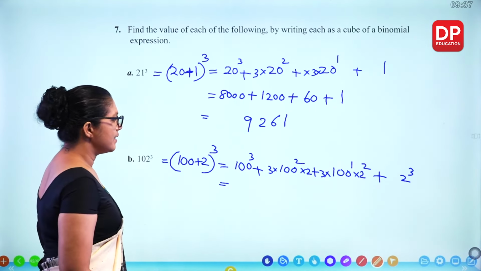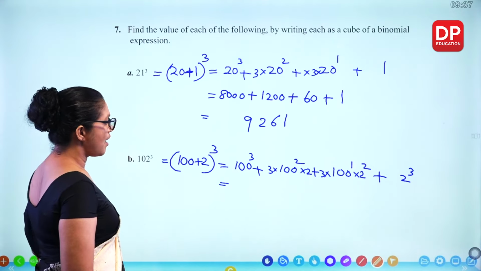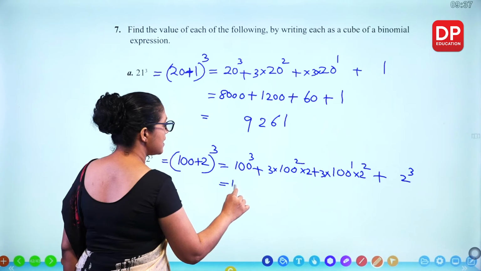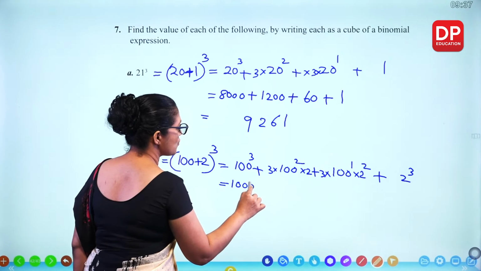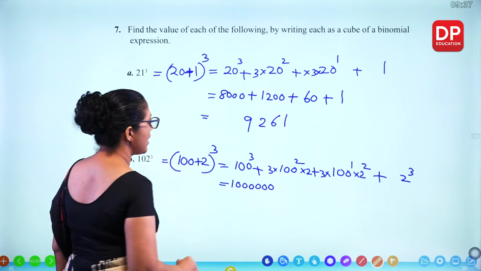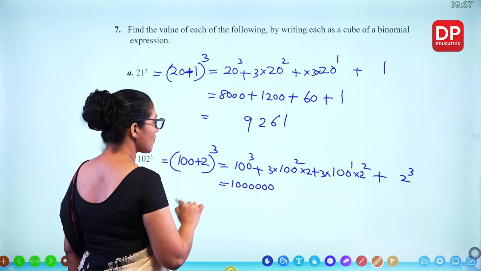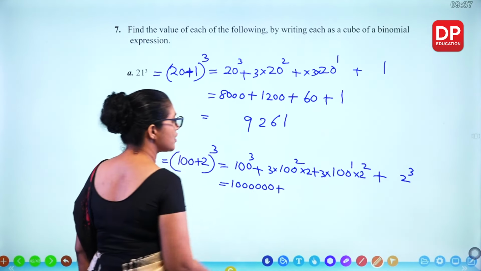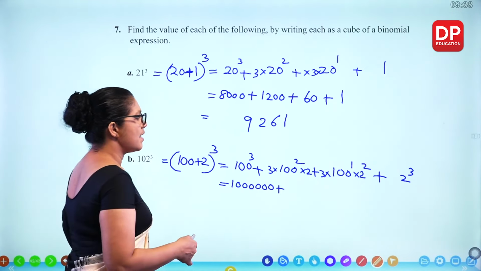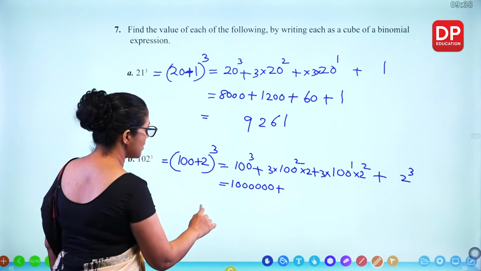Now expand. 100 times 100 times 100. How many zeros you are getting? 6 zeros. 1, 2, 3, 4, 5, 6. So you get this answer. So then what is this one? 100 times 100, you get 4 zeros. That means 10,000.